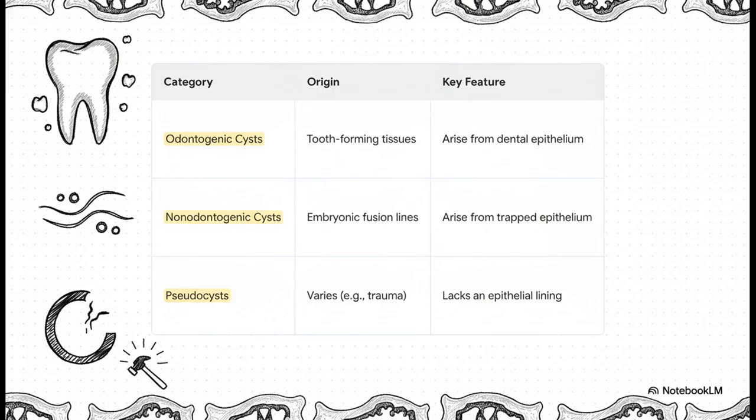So all these things we see fall into three big families. First, you've got your odontogenic cysts. These guys come from all the stuff that makes teeth. Makes sense, right? Then you have the non-odontogenic cysts, which are basically little leftovers from when your face was fusing together as an embryo. And finally, you have the pseudocysts, the fakers. They look the part on an x-ray, but they're missing that all-important epithelial lining.